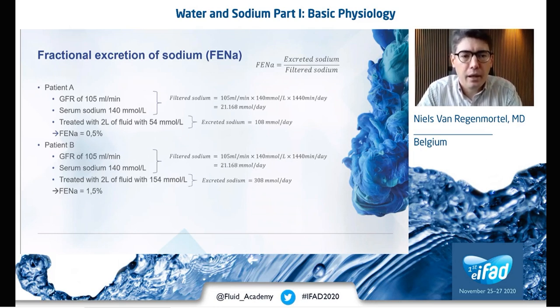But look at the second example, where patient A is the same patient as in the first example, but now patient B has also a normal GFR of 105 ml per minute, a normal serum sodium of 140 millimole per liter, but now is being treated with normal physiological saline, 2 liters of it, or 308 millimoles per day. Now we see that FENa is going up with 1% and will now be 1.5%, or much higher than the lower FENa in patient A that is treated with a low sodium content solution.